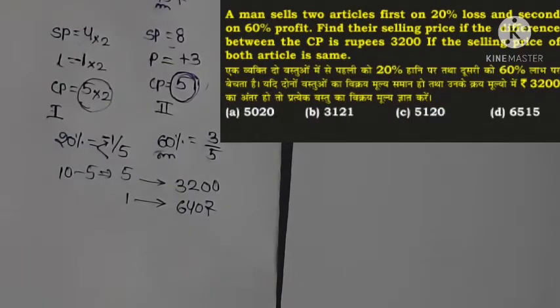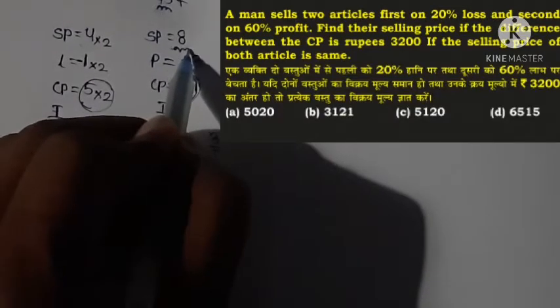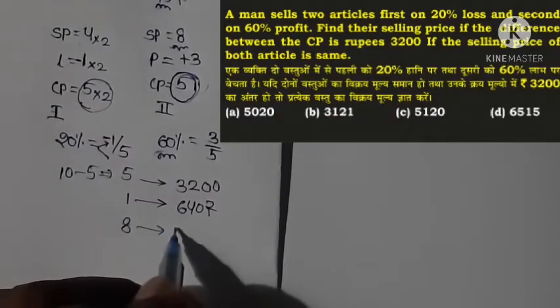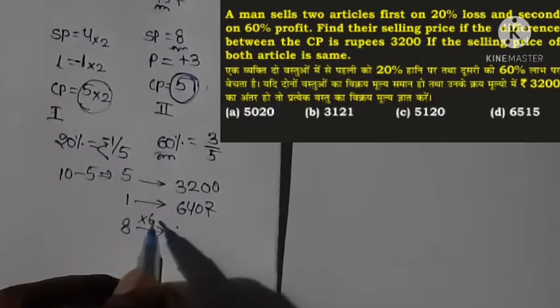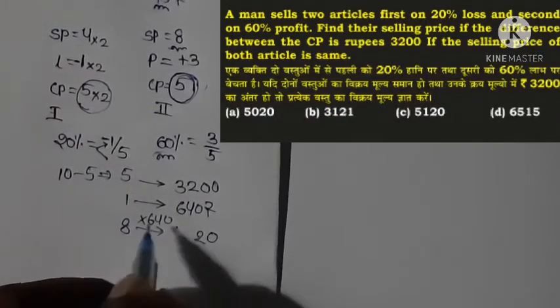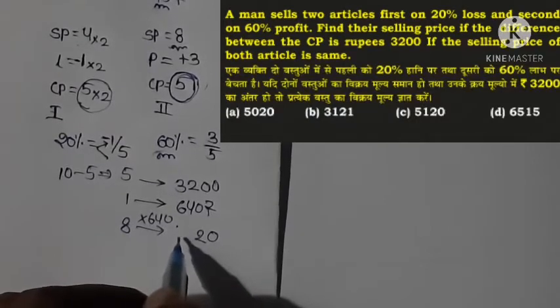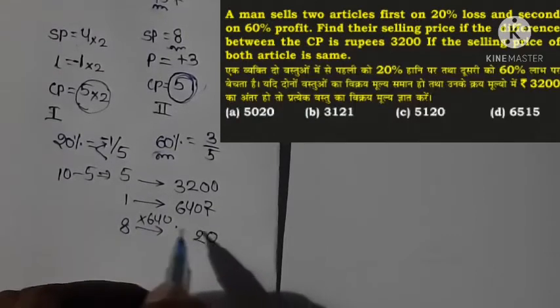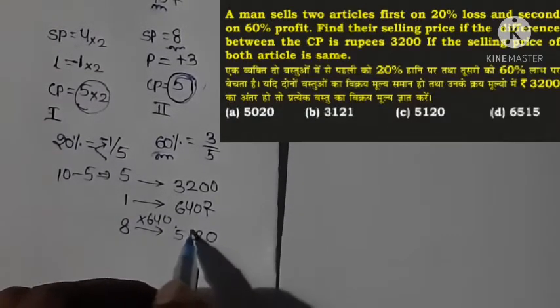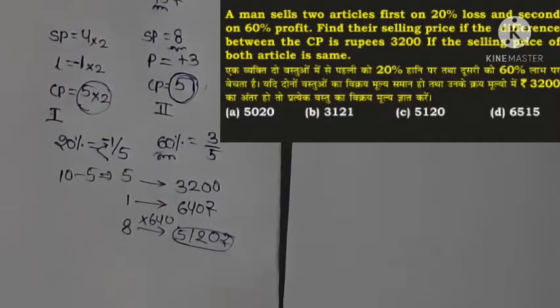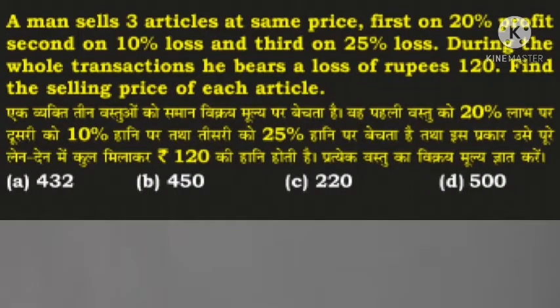Find their selling price. Here the selling price is 8 units. So 8 units represent 8 into 640, so the value is 5120 rupees.